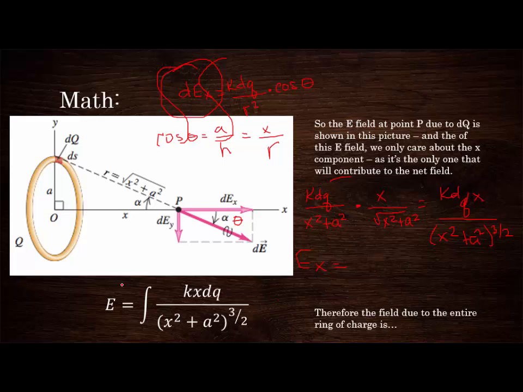Because the k is just Coulomb's constant. The x value is not going to change because the x value is the distance along the horizontal axis, the x-axis, and it's going to be the same for every point along this circle. So that part's a constant. And a is a constant as well, so everything comes out of the integral except for dq, and the integral of dq is just q. So your answer ends up being kq over (x squared plus a squared) to the 3/2.